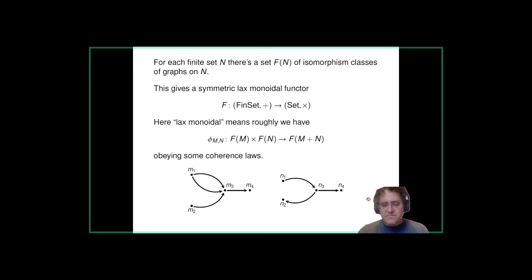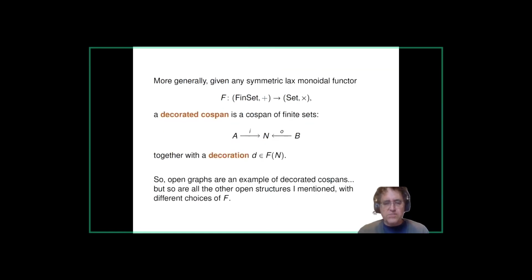So, okay, what I'm claiming is that this structure, the symmetric lax monoidal functor, is the key to getting a category of open graphs, where the morphisms are open graphs. So let's see how that works, but we'll do it generally.